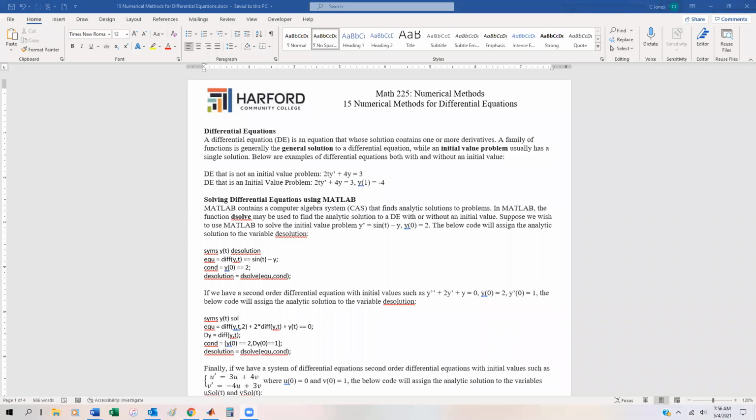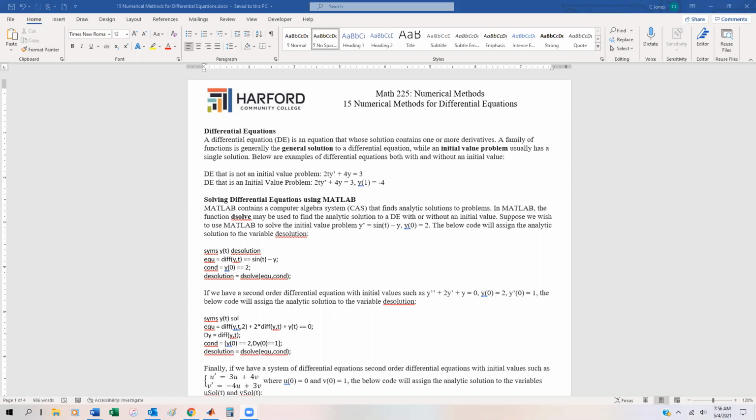In our last two video series, we've taken a look at numerical differentiation and also numerical integration. In this series, we're going to start taking a look at methods for differential equations. And we're going to start out by utilizing the built-in functions in Matlab to get to analytic solutions as well as estimated solutions of differential equations.